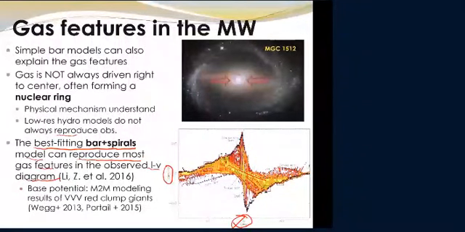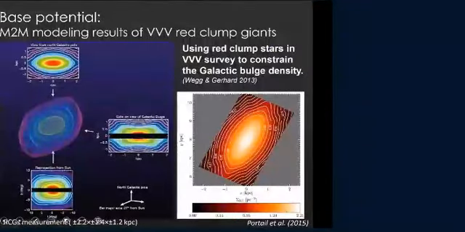And I can show you quickly how our fitting results look. Basically we use a bar potential. That's the modeling result of the VVV red clump giants. All we're doing is using this to constrain the galactic bulge density.